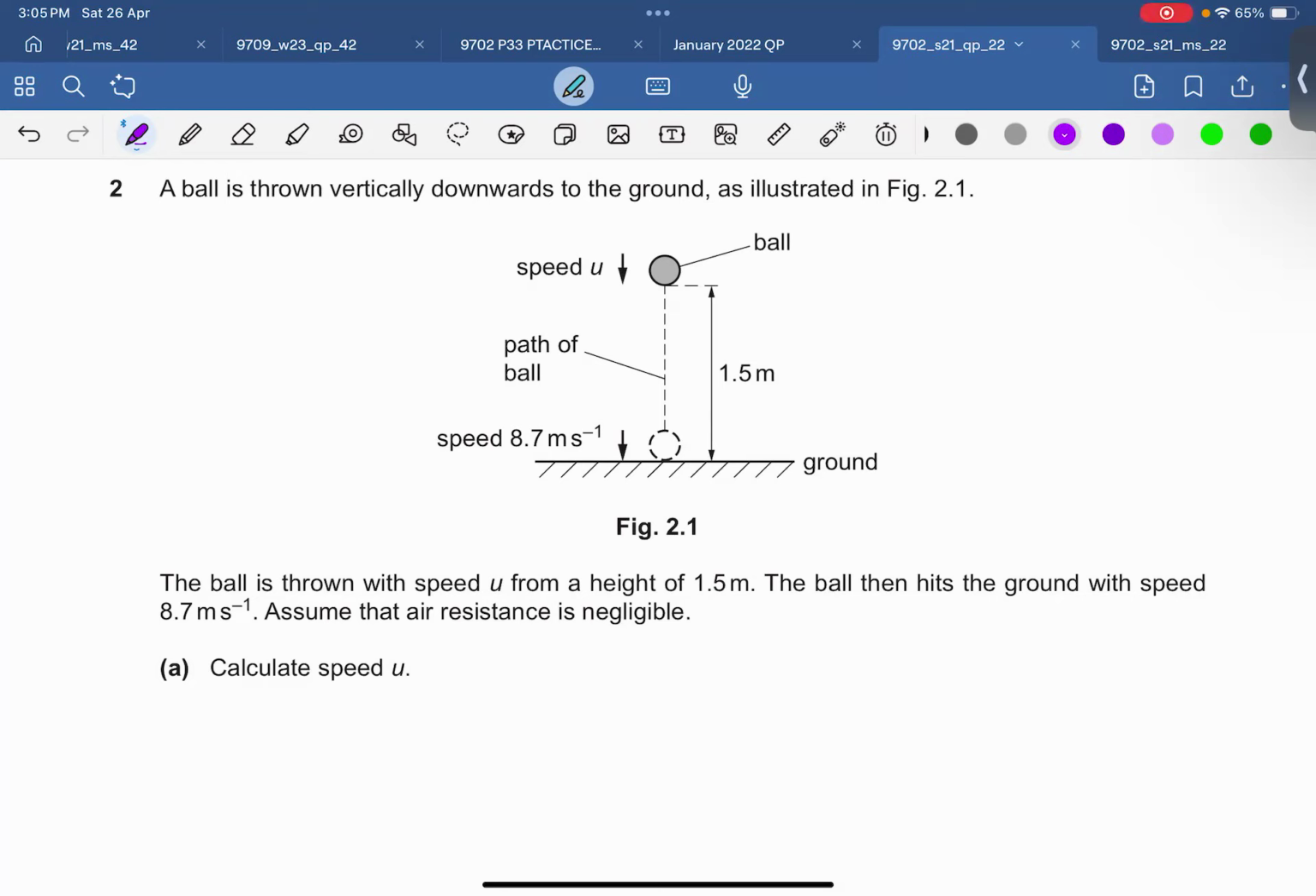Okay. A ball is thrown vertically downwards to the ground as illustrated in figure 2.1. The ball is thrown with the speed u from a height of 1.5 meters. The ball then hits the ground with speed 8.7 meters per second. Assume that air resistance is negligible. Calculate speed u. So this will be 2as equals v squared minus u squared.